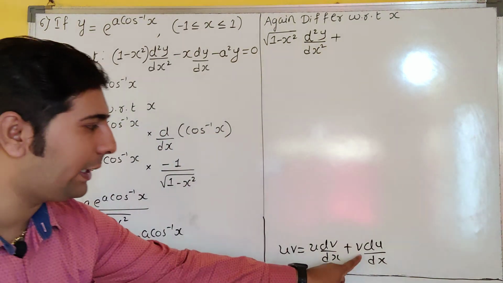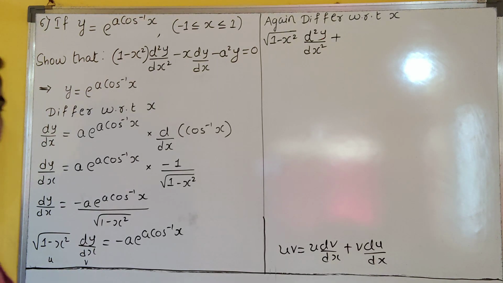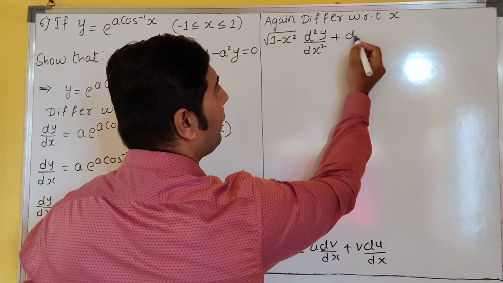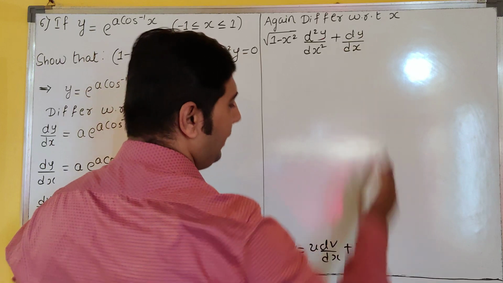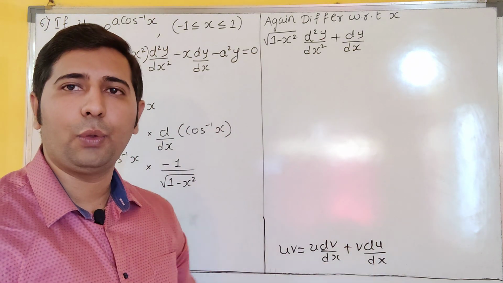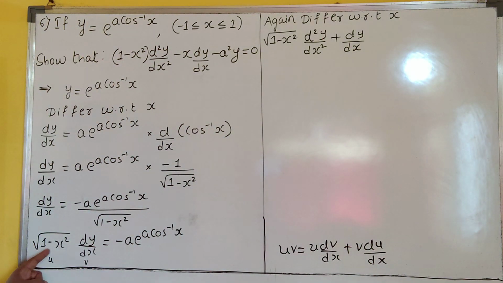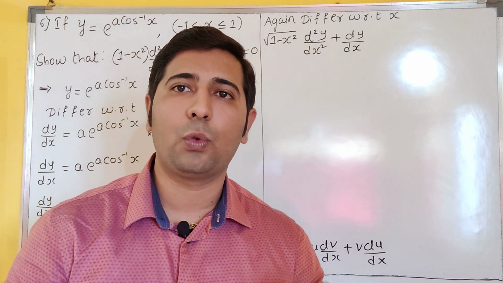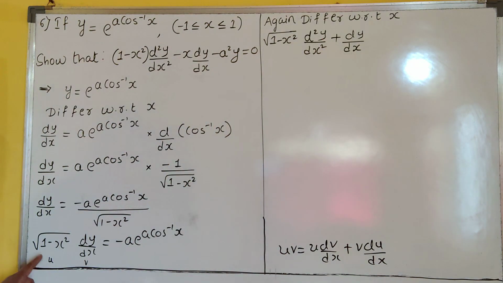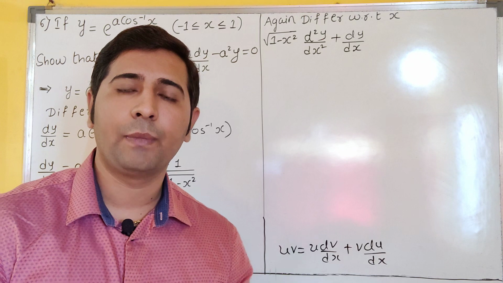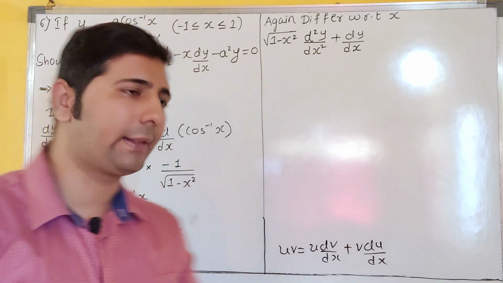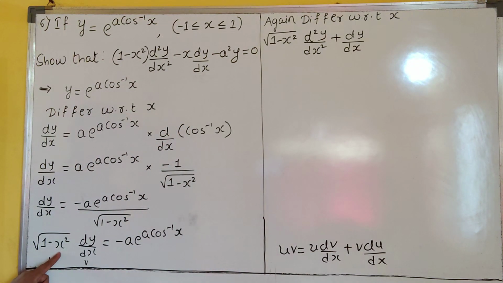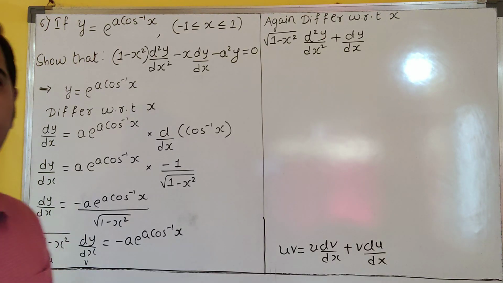v is what? v is dy by dx. I will write as it is according to the formula, dy by dx, and I have to take the derivative of u, dear students. u is what? Root 1 minus x square. Root 1 minus x square is looking like root x, dear students. You also know, I also know that it is not x, but it is looking like root x. This is not x, it is 1 minus x square.